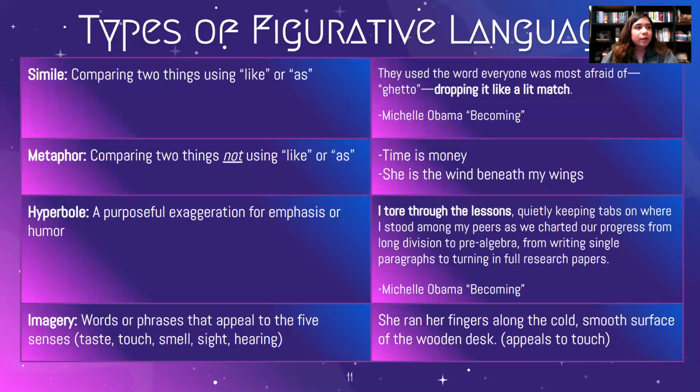So another form of hyperbole is saying, it's 1,000 degrees outside. I literally died. You did not literally die. You are still alive, but it's hyperbole.